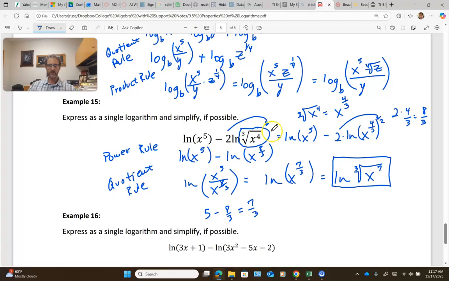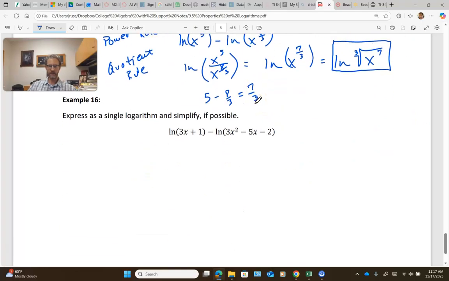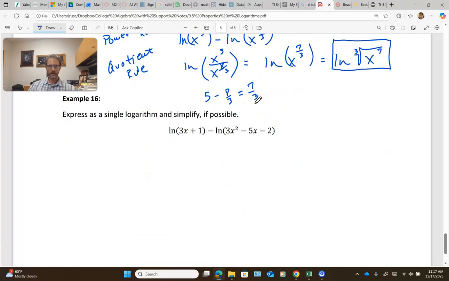All right, let's do this last one. Example 16. Again, we're going to condense these two. We've got two natural logarithms again. We've got a lot going on in their arguments here. First thing I'm going to do is just, there's no numbers in front, so I don't need to use the power rule. I'm not moving any powers back in. The first thing I'll do will be to use quotient rule.